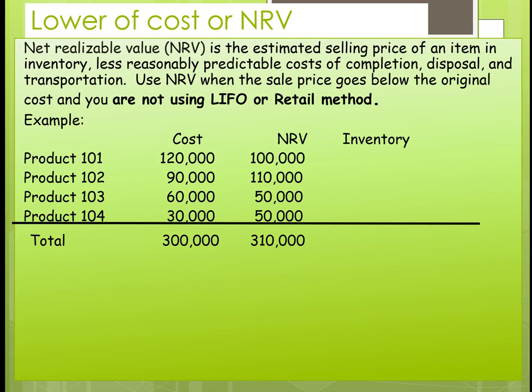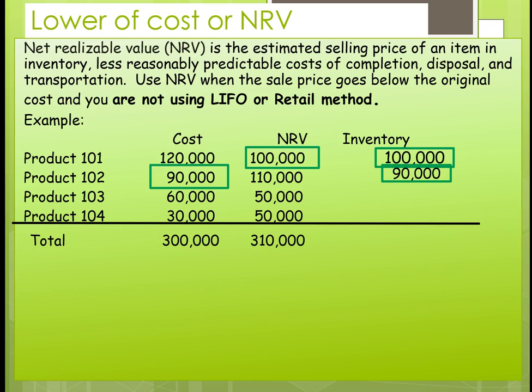Now again, net realizable value is the estimated selling price of an item less the cost to sell it, including the transportation. So in our example, for product 101, we're going to compare the cost, what we paid for it, of $120, and currently its net realizable value is $100. So that means that's the amount we have to value it for in inventory. Product 102 costs $90, net realizable value is $110, so we're going to stick with the cost on that one.